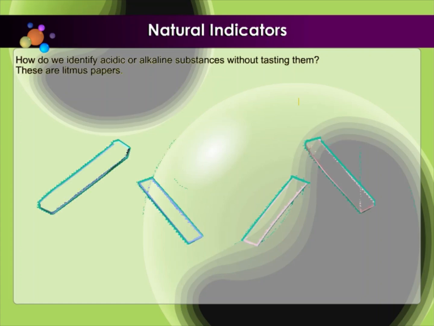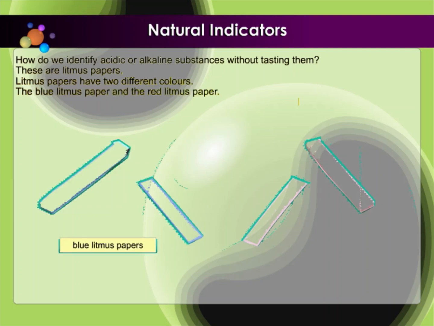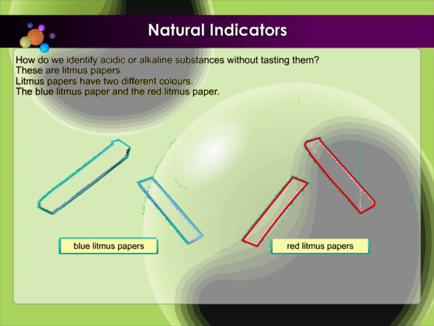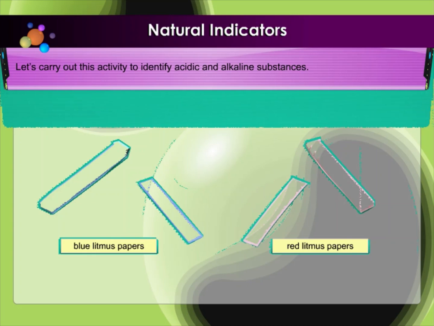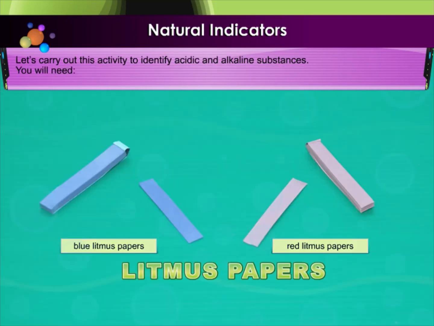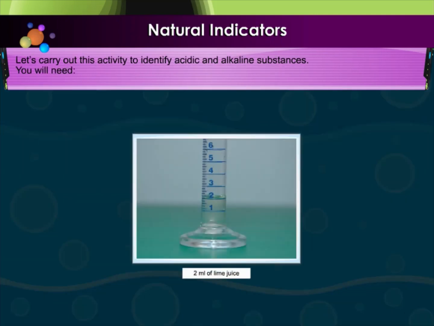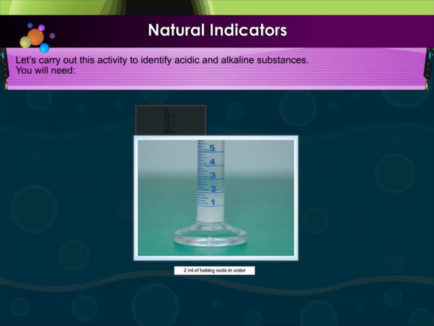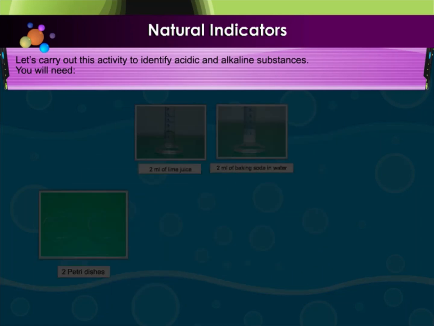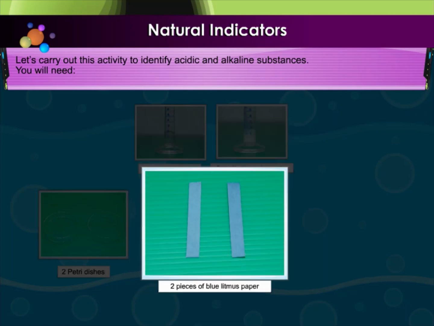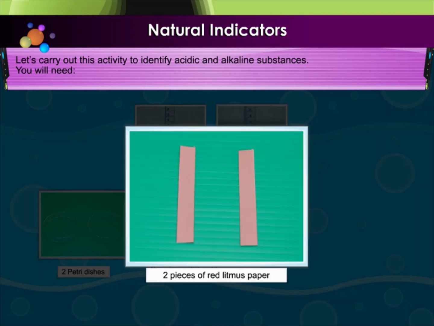How do we identify acidic or alkaline substances without tasting them? These are litmus papers. Litmus papers have 2 different colors: the blue litmus paper and the red litmus paper. We can use litmus papers to identify acidic or alkaline substances. Let's carry out this activity to identify acidic and alkaline substances. You will need 2 ml of lime juice, 2 ml of baking soda in water, 2 petri dishes, 2 pieces of blue litmus paper, 2 pieces of red litmus paper.